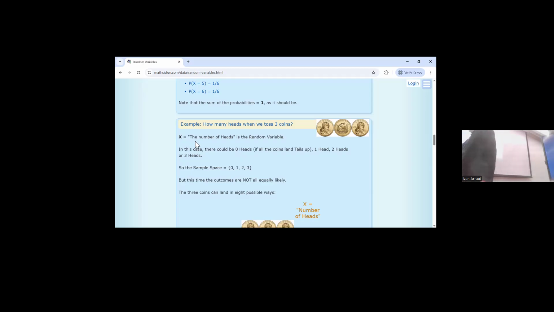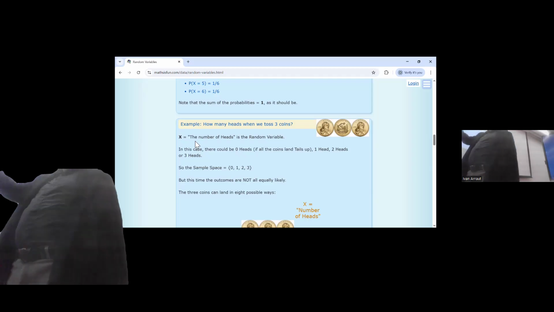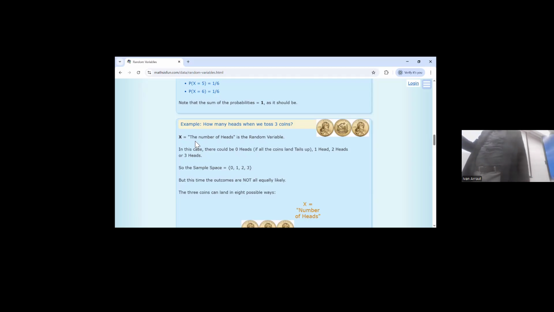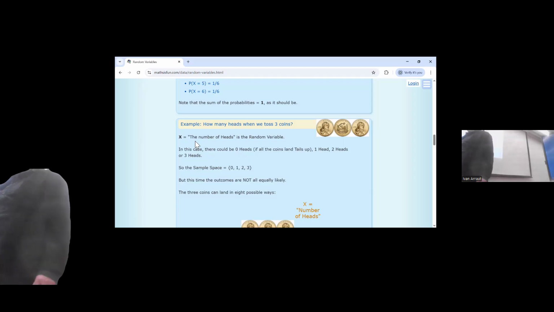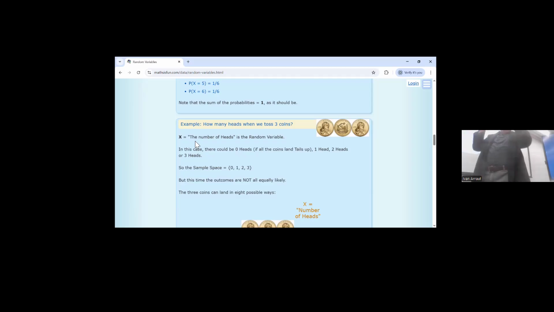In the sense of random variables, the sample space is 0, 1, 2, 3, because you can have 0 heads. It means all were tails: tail, tail, tail. 1 head means head.